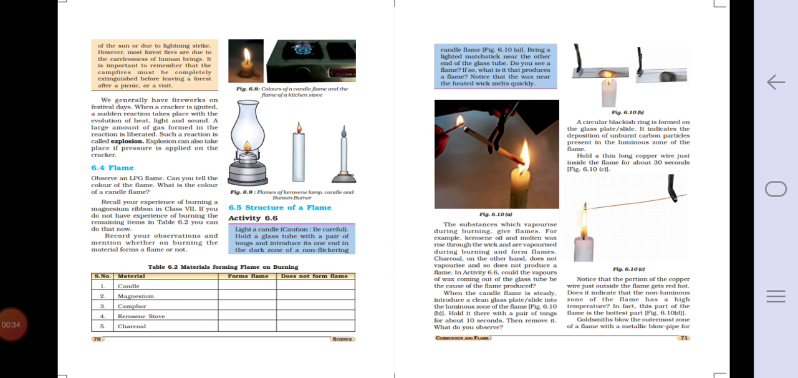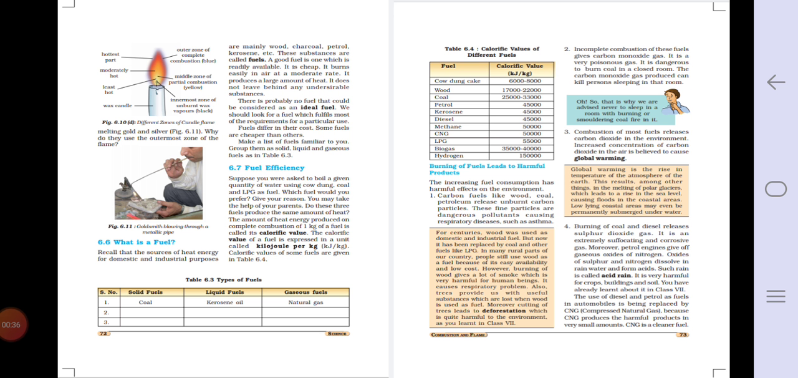Now today we are going to study about fuel and fuel efficiency. Okay, fuel, we have studied earlier that which fuels we use. For example, charcoal, petrol, kerosene, wood, cow dung. These things are used as a fuel for different purposes. So these substances are nothing but the fuels.